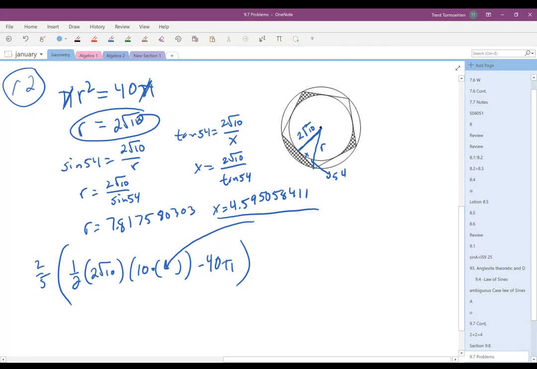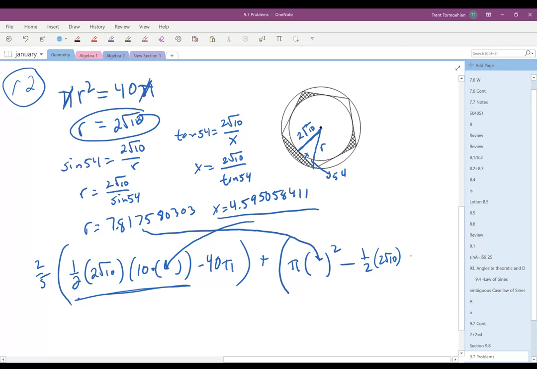Then we do the same thing for this one, where we take the area of the big circle. The area of the big circle is pi times the radius, which is this one, squared, minus the area of the pentagon. But the area of the pentagon we've already calculated, it's right here. It's 1/2 times the apothem times the perimeter, which is 10 times x. And similar to that one, we only want one of those regions, so it's just 1/5 of that.